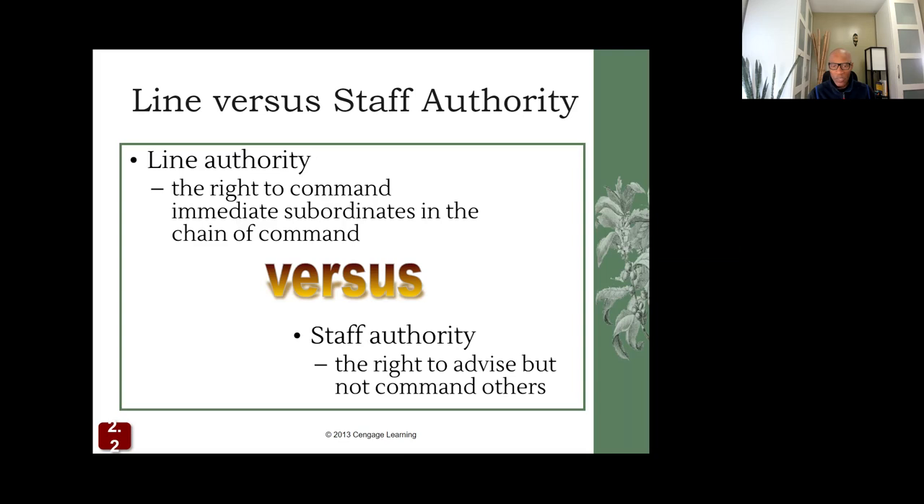Versus the staff authority, they can advise you, but they don't have the right to basically command you. So they can advise you, but they can't command you. So there are two different concepts at play right here, right? The line, you're reporting directly to someone, so they can command you, they can advise you. You are in that category where you have to listen to this person, as opposed to the staff. They can advise you, but they can't command you.